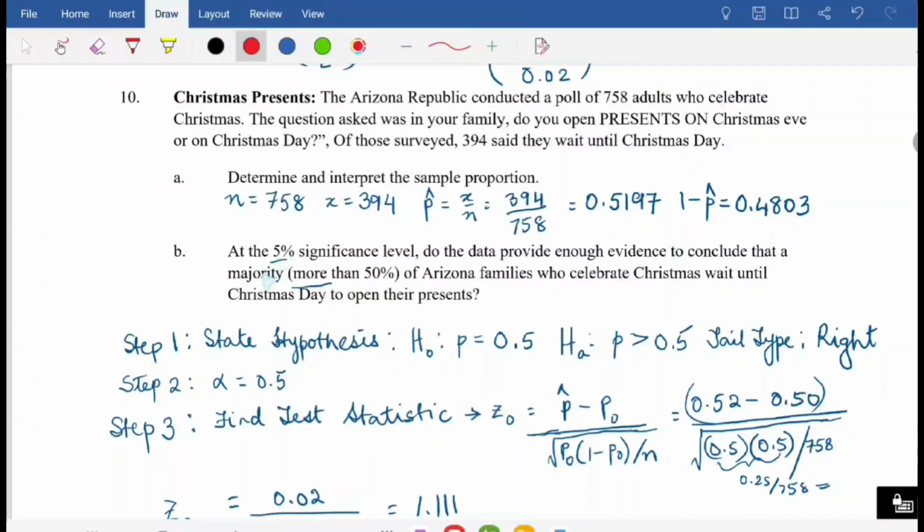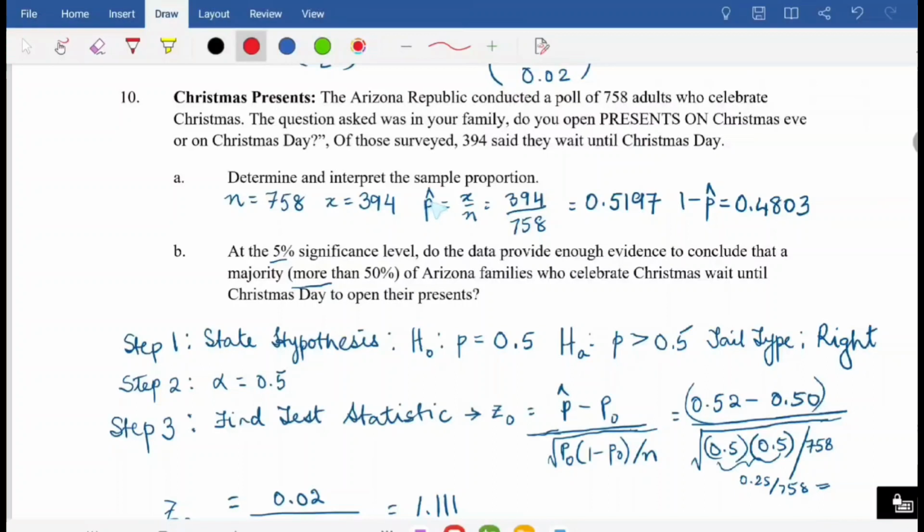So we have to perform at the 5% significance level if the data provide enough evidence to conclude that a majority, or more than 50%, of Arizona families who celebrate Christmas wait until Christmas Day to open their presents. If the majority of the people in Arizona wait till Christmas Day to open their presents or not.